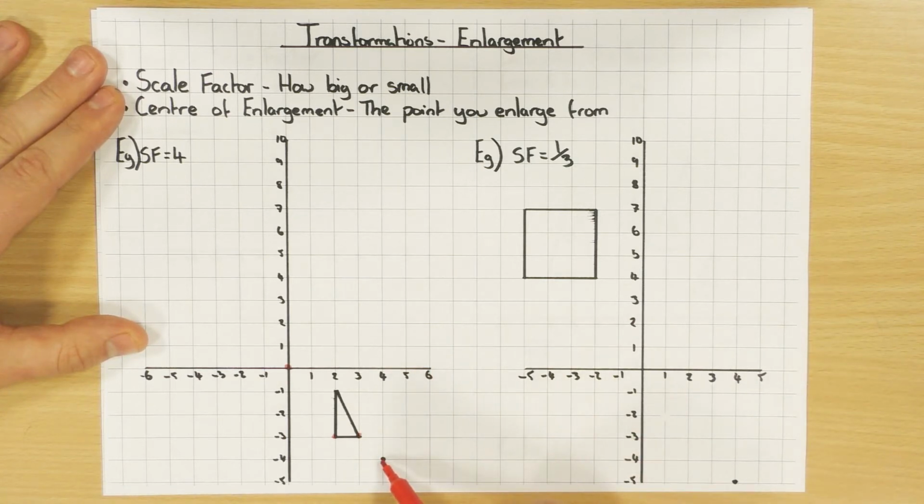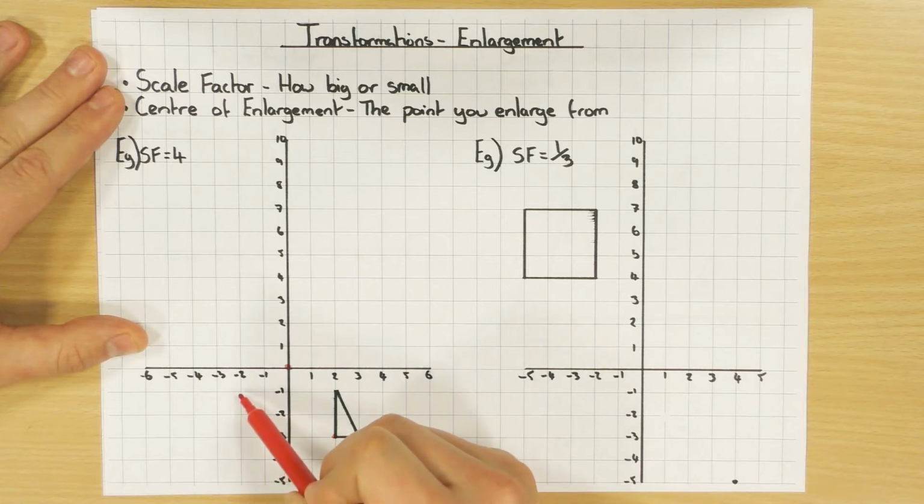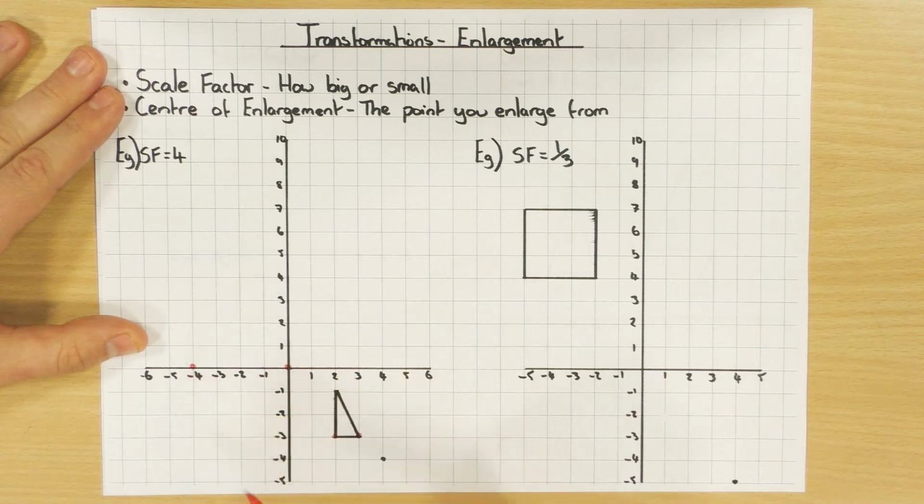So let's do that. Across 2 up 1, that's once. Across 2 up 1, that's twice. Across 2 up 1, that's 3 times. Across 2 up 1, that's 4 times. Okay, so this point here goes there.